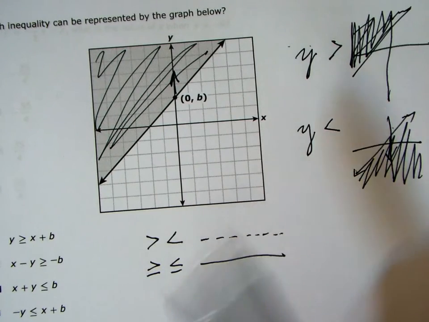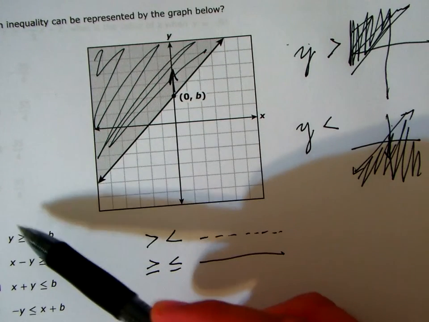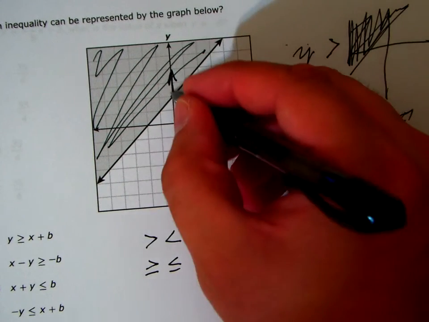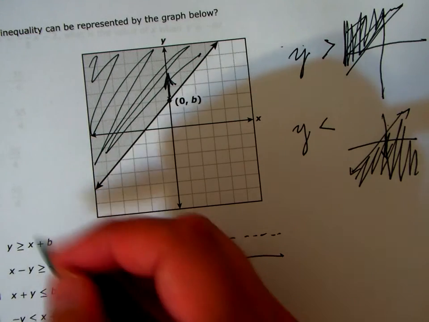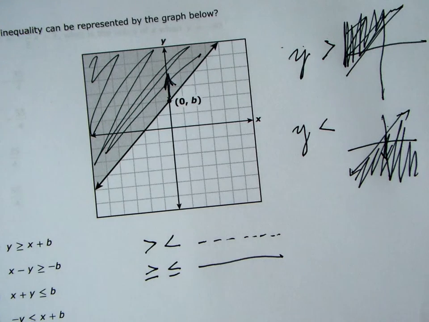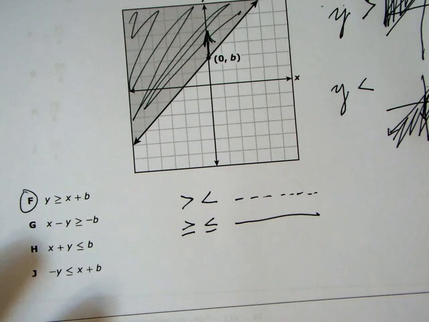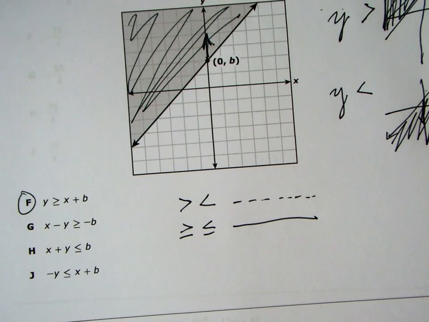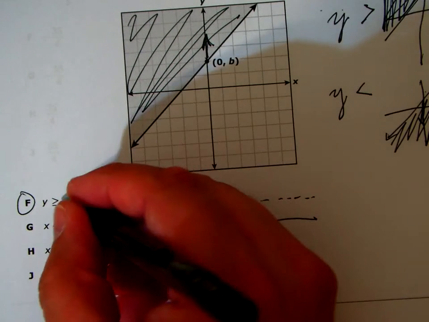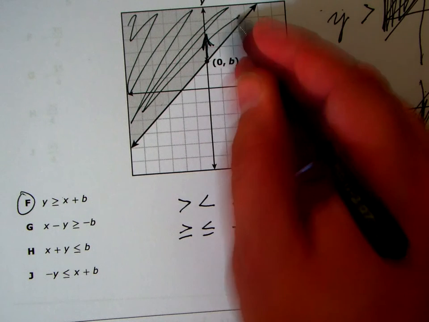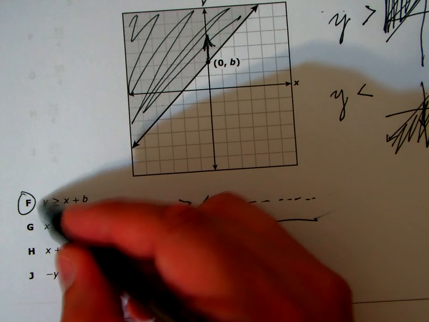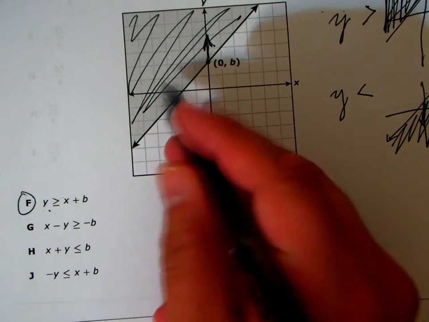My bad, I can't see the screen. Alright, so when y is greater than, we're going to color what, y'all? On top. So here the answer has to be F. That's the only one that works. It's a positive slope, so it's positive. And also, it's greater than, so you color on top.